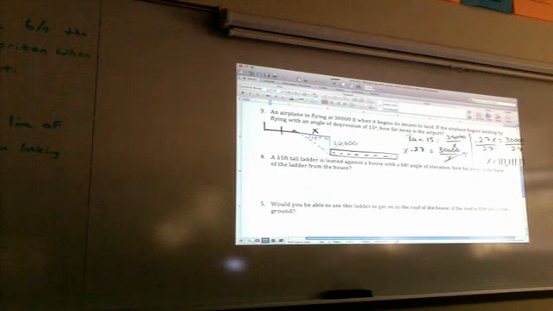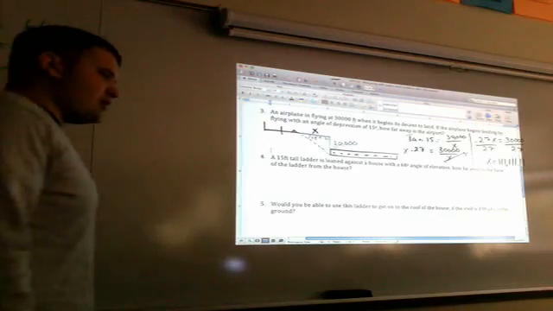A 15-foot tall ladder is leaning against a house with a 68-degree angle of elevation. How far away is the base of the ladder from the house? So try drawing that picture. The most difficult part, I think, about these problems is drawing the picture. It's just like a problem we did on Friday.